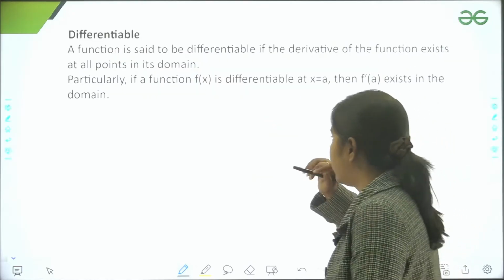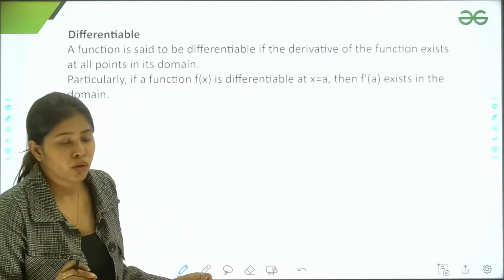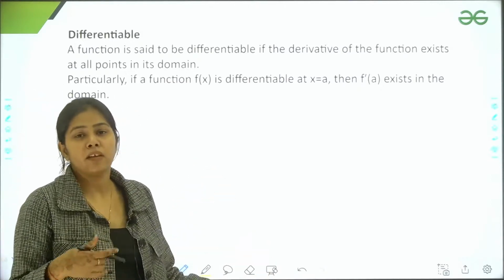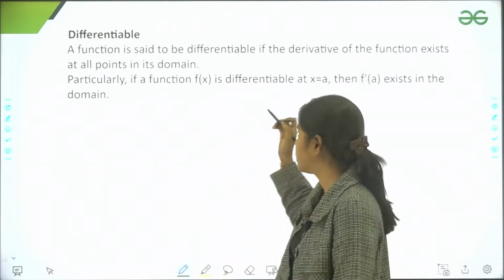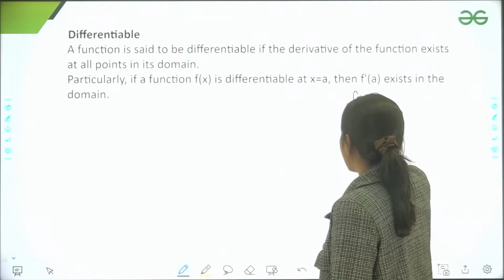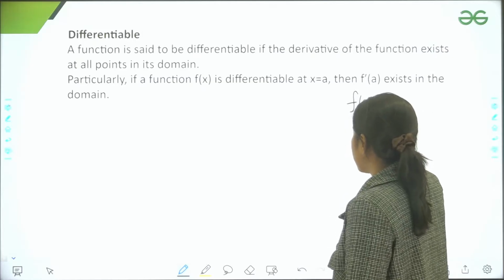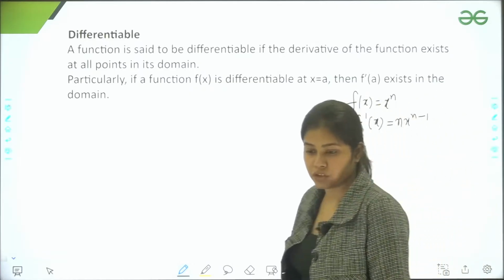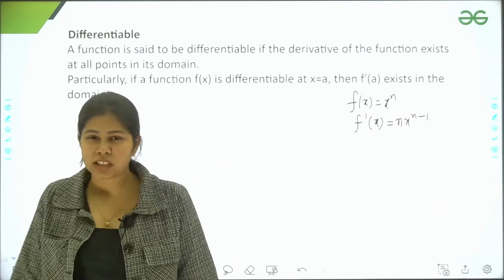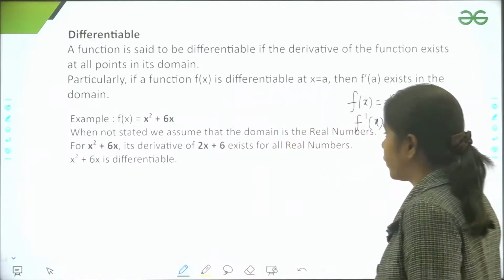Now, when I'm talking about differentiability, if the function is differentiable, I can find out a differentiation. So we have some of the formulas for differentiation. If you remember, f of x is equals to x to the power n, then its differentiation is f dash x is equals to n into x to the power n minus 1. I hope all of you know these differentiation formulas, and with the help of that I find out differentiation for this function.